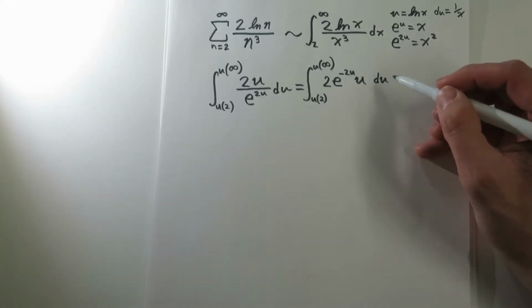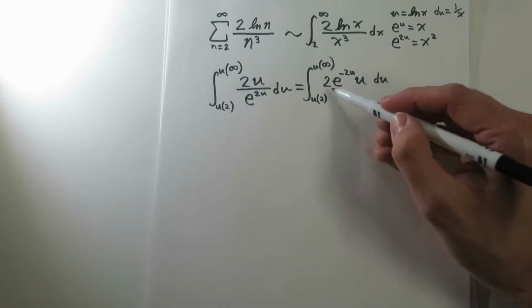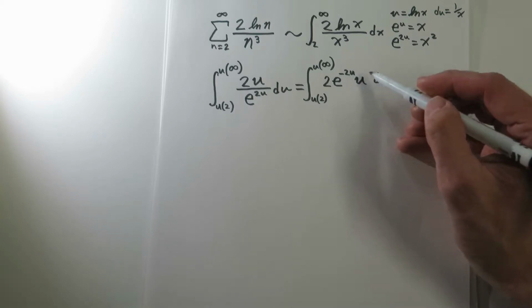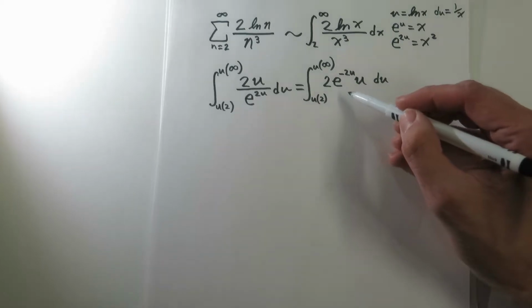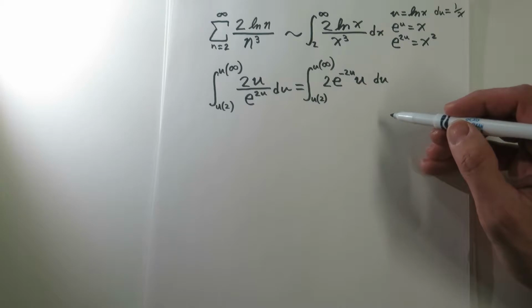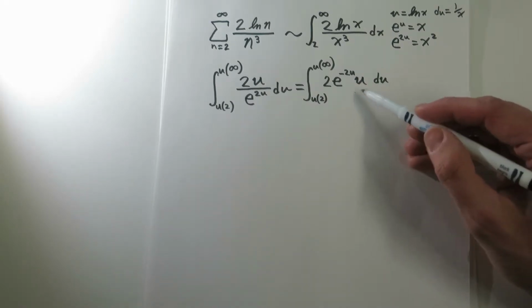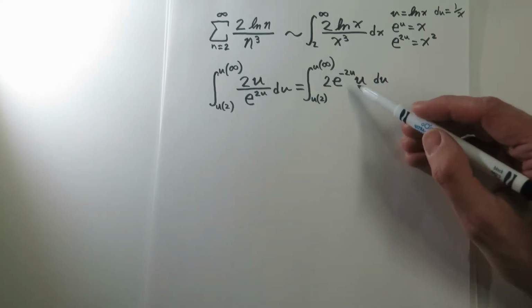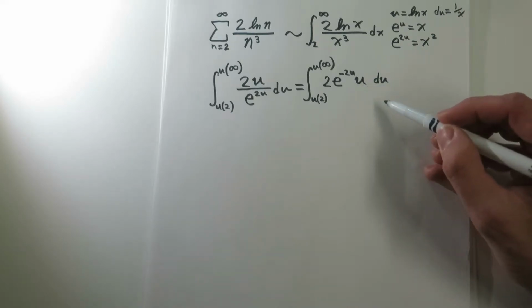And now we have a couple of different functions multiplied together. We have our 2 times e to the negative 2u times u, and we can use integration by parts for this. The notation that I like to use for integration by parts is f and g prime. Some people like to use du's and dv's, but I like to use f and g prime just because if you've already done u substitution, then you don't have too many u's flying around.